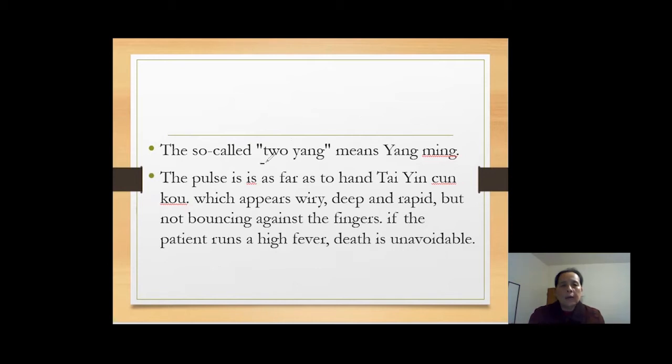Then we talk about two yang, or double yang. Double yang means Yang Ming. Yang is yang. Ming originally means light, so more light, still yang. We didn't discuss Tai before. Tai can be used for old, or for more, meaning great yang. Right now we know we use Tai Yang for three yang, but we use Yang Ming for two yang.